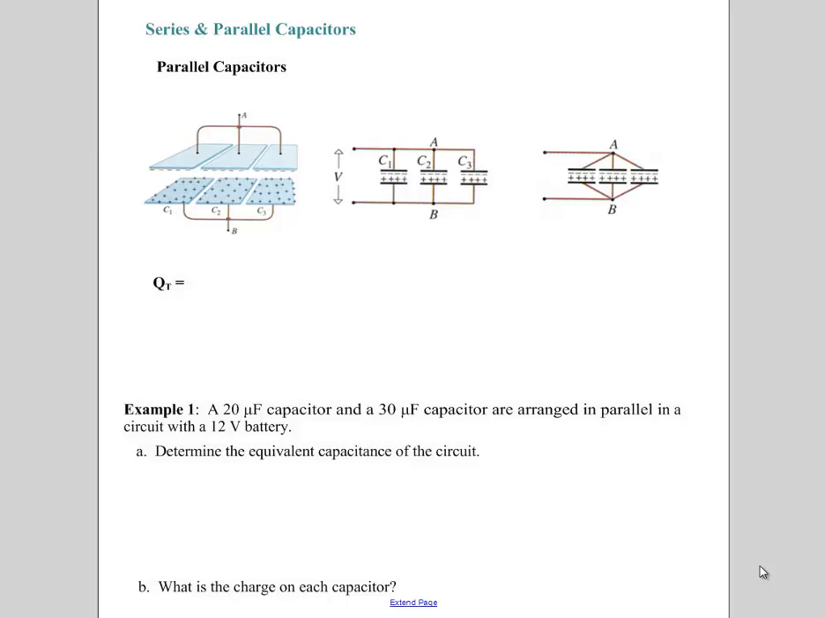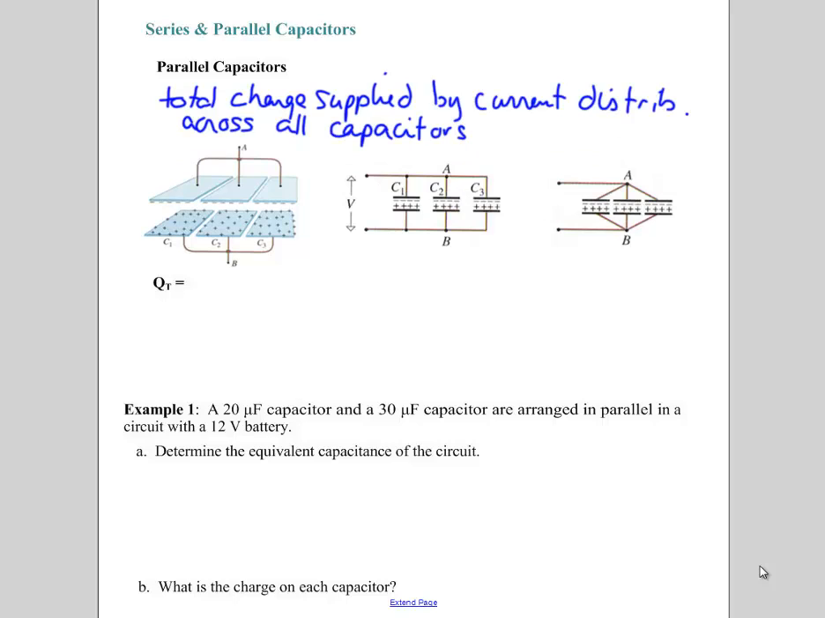The next portion of this chapter takes a look at how we deal with capacitors that are arranged in our circuit. We're going to start with parallel capacitors. Remember from the last unit that capacitors are the way that charge is stored in a circuit. And when we have parallel capacitors, what we find is that the total charge supplied by the current is distributed among all the capacitors. So the total charge is equal to the charge from capacitor 1 plus the charge from capacitor 2 plus the charge from capacitor 3.